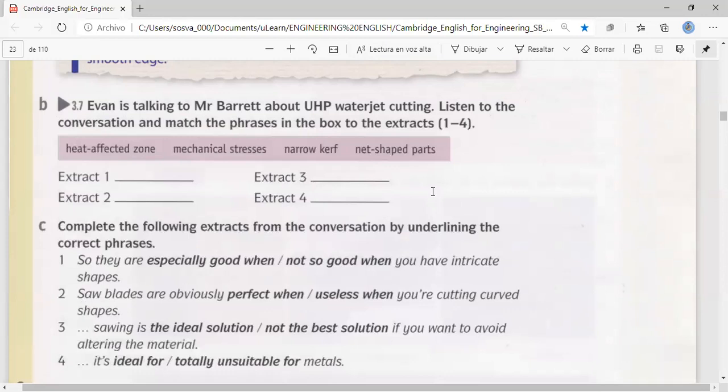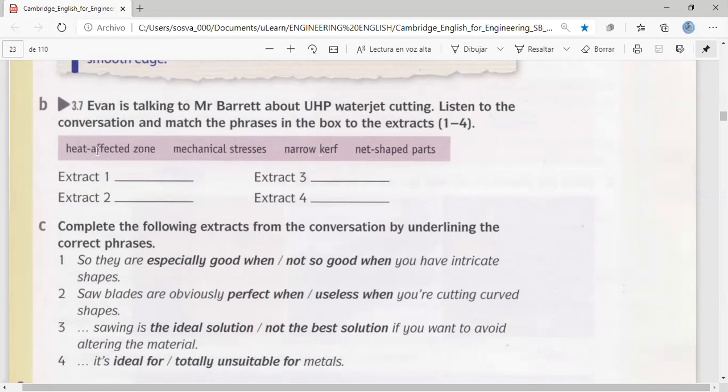Now, you can see in letter B, we are going to continue talking about the UHP, that means the ultra high pressure water jet cutting. But now you're going to listen to a conversation between Ivan and Mr. Barrett. They are talking about this water jet cutting. So you're going to listen to the conversation and match the phrases with the extract that you listen to.